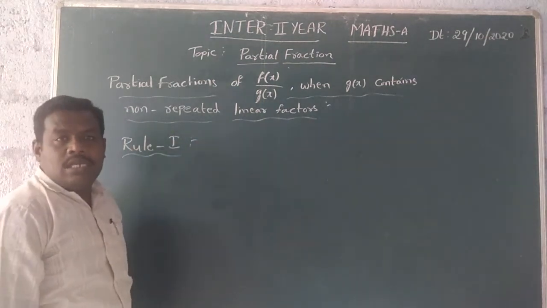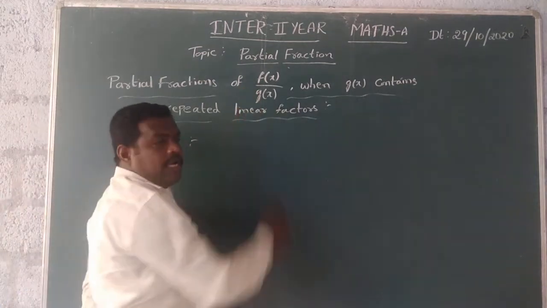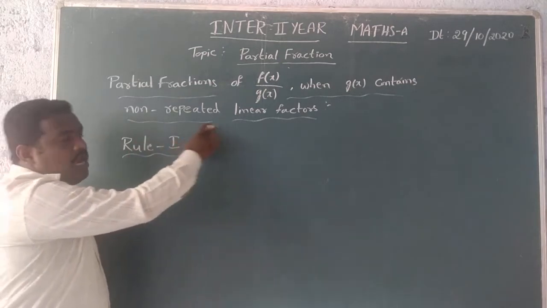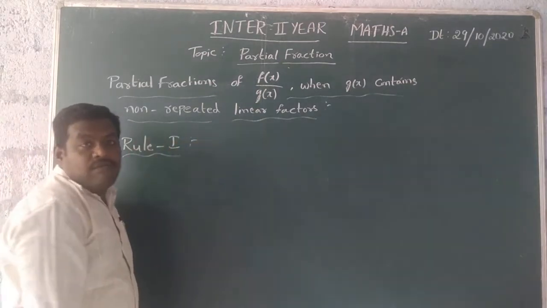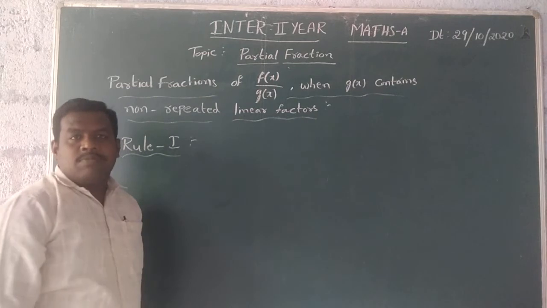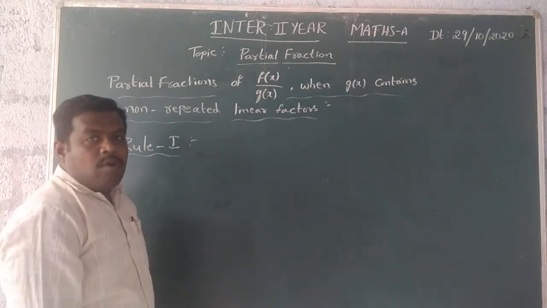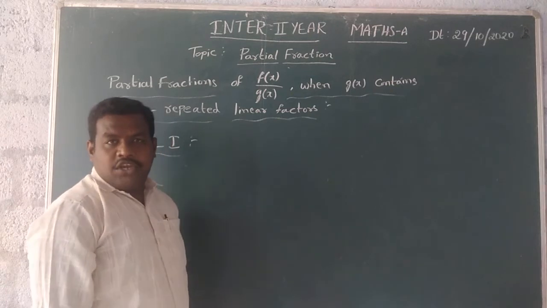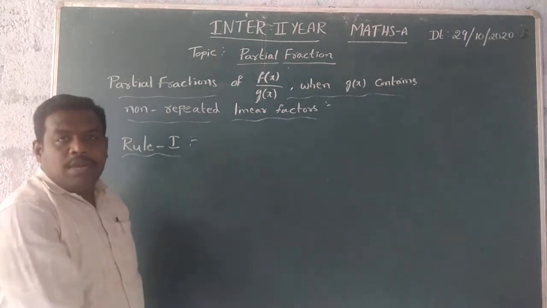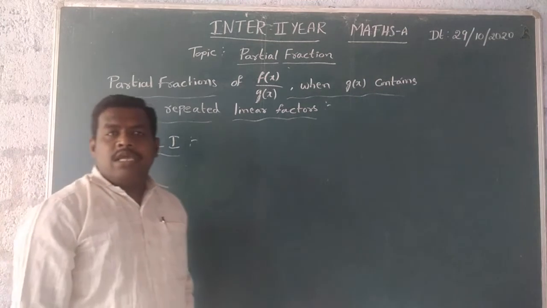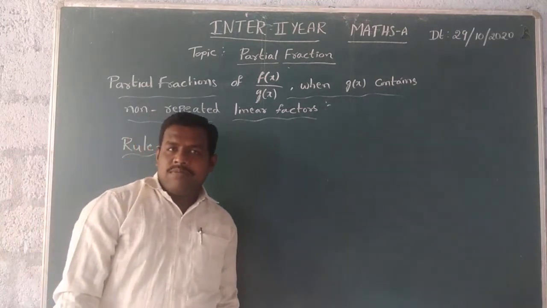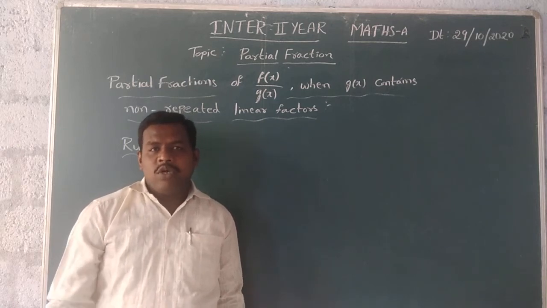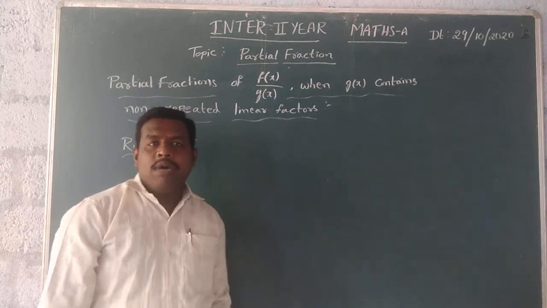g of x means the denominator of the fraction is g of x. So g of x contains a non-repeated linear factor. Linear factor means ax plus b, of degree 1. Non-repeated means only ax plus b is a linear factor. Repeated means the form is ax plus b whole square, ax plus b whole cube, and so on.